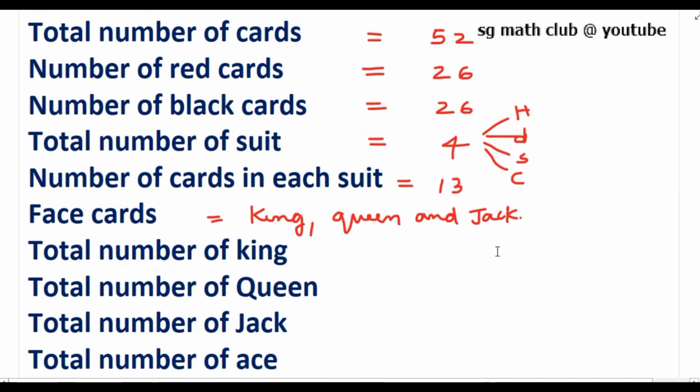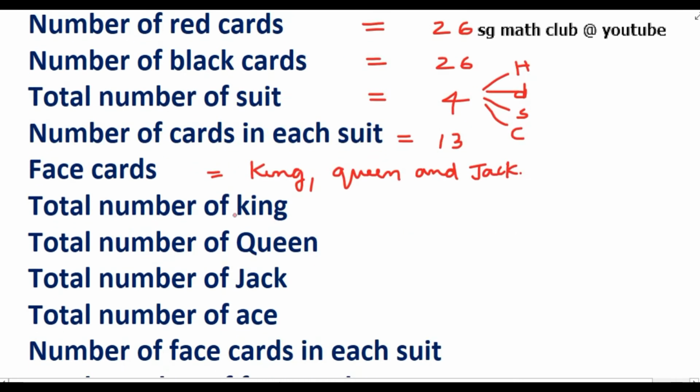Now total number of king. In each suit we have king. We have 4 suits, so 4 kings. Total number of queen, that is also 4. Total number of jack, again 4. Total number of ace, 4. Any card you take, total number of card number 2, that will be also 4.